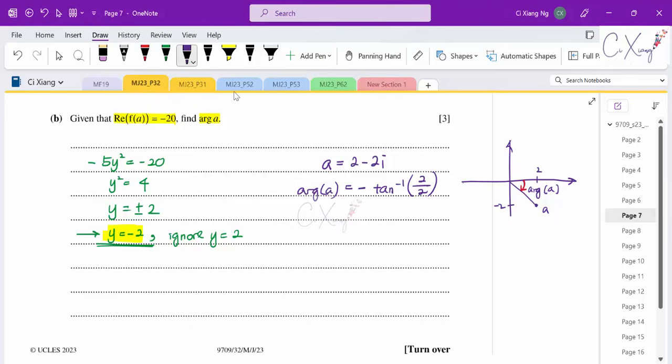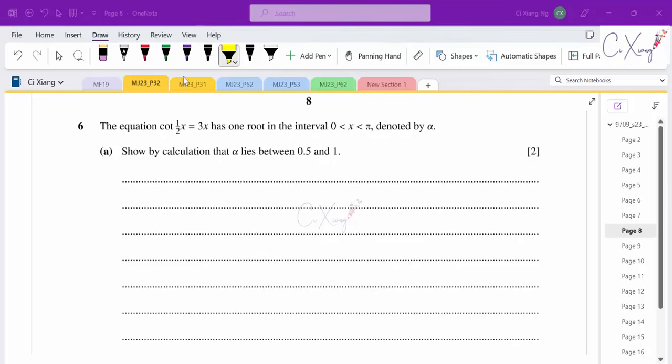Negative angle means that we are measuring it in the clockwise direction. Anti-clockwise is a positive angle, so clockwise direction is a negative angle. Therefore, I can put a negative in front, and I will have negative pi over 4. So basically, this is how we find the argument of A.